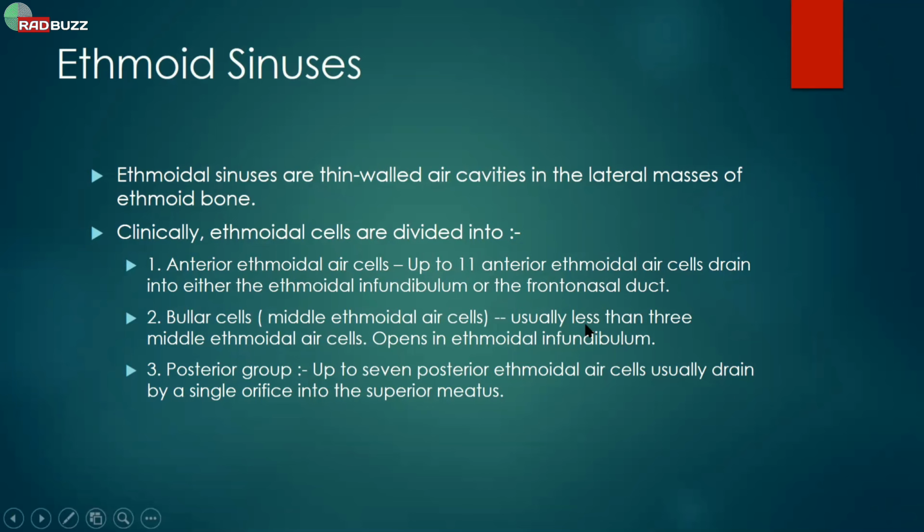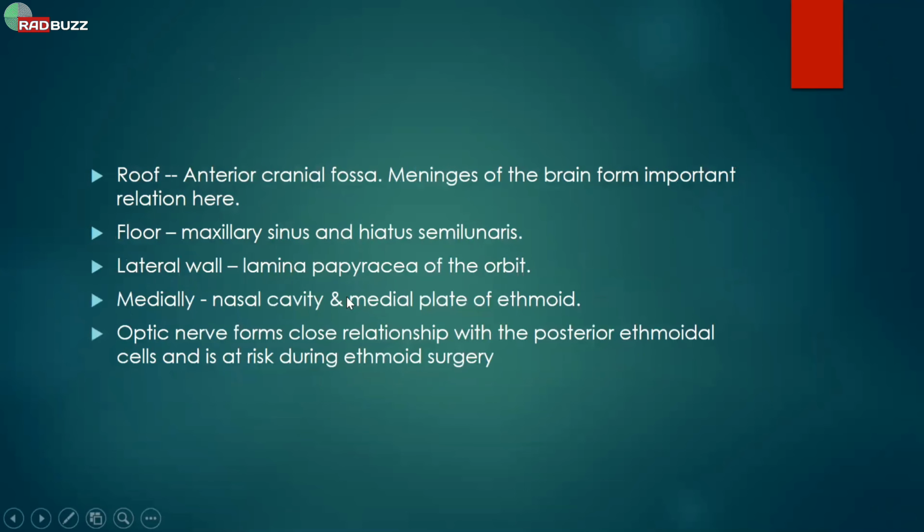Bulla cells are the middle ones. They are less than 3, so we usually don't see or are able to differentiate them on imaging. Actually, we do see them open into the ethmoid infundibulum and then the posterior group. These are approximately 7 posterior cells which drain by a single orifice into the superior meatus. So the posterior group is basically the main posterior group of paranasal sinuses, and the anterior and the middle one which are merged together, they form the anterior one.